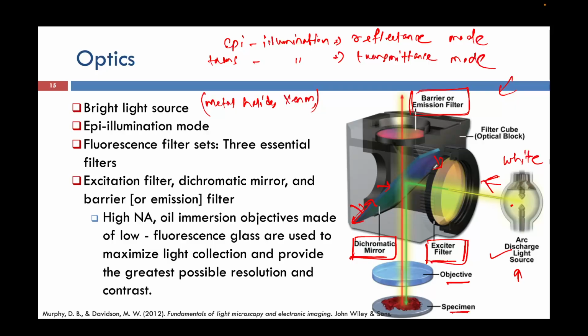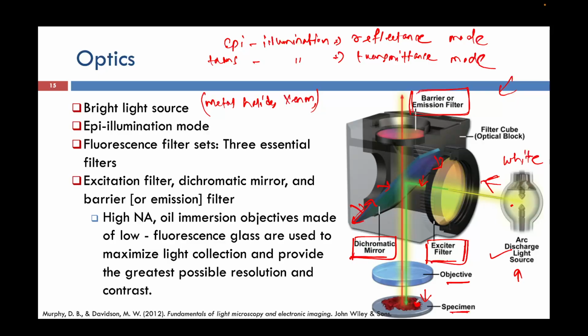What does this dichromatic mirror do? If you can follow this green ray, this dichromatic mirror reflects this beam, and the beam falls on the specimen here. Okay, this is the specimen. This red one is the specimen I'm talking about. And once this green light comes and falls on the specimen, since the specimen is a fluorescent dye, some of the electrons will be excited and go to a higher state, then the fluorescent radiation comes.